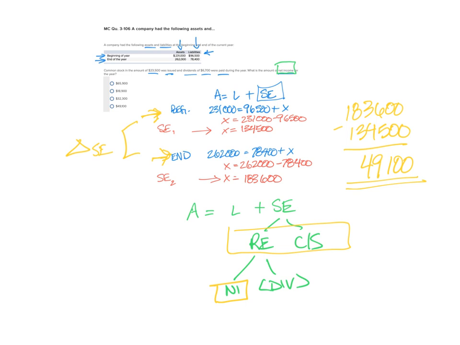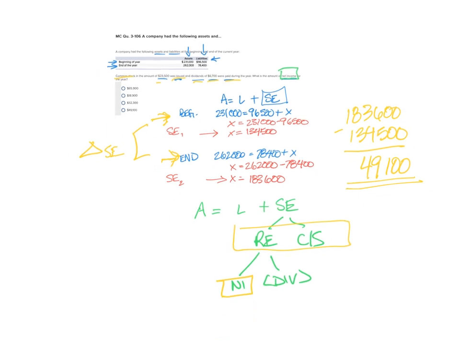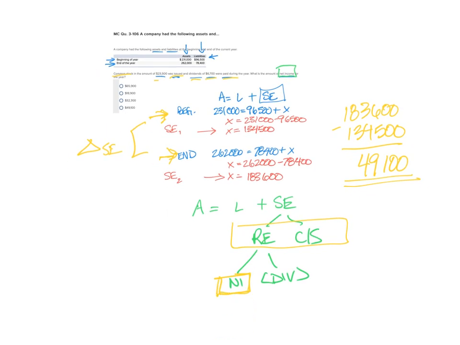Well, what do they tell us about these two accounts? They tell us that common stock has increased or was issued during the year 23,500. They also tell us that dividends were paid of 6,700. We know the only other change that then exists in retained earnings, which is one component of the change in stockholders' equity, is net income.